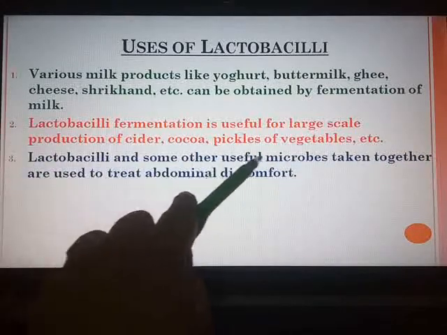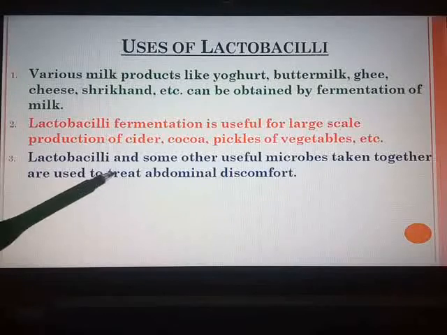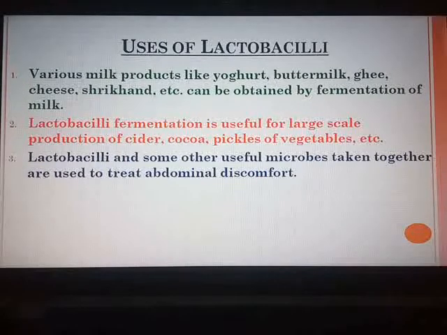Lactobacilli and some other useful microbes taken together are used to treat abdominal discomfort. Just now I told you, when there is some unnecessary stomach upset, then lactobacilli with other useful microbes in the form of medicines or yogurts is consumed by the person.